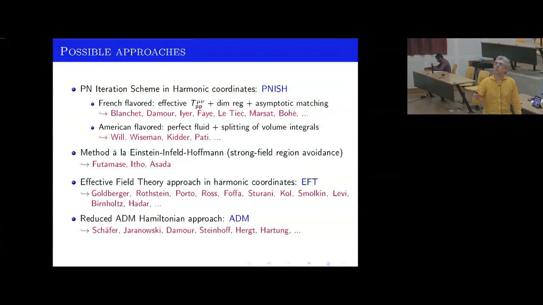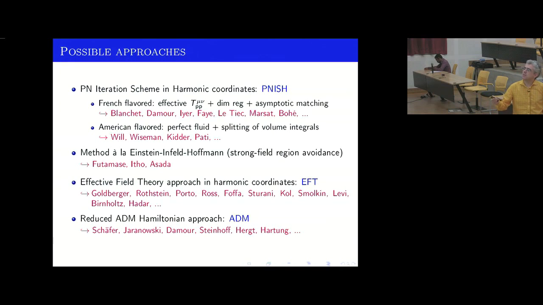There are several versions of the post-Newtonian formalism. One version is the post-Newtonian iteration scheme in harmonic coordinates with a French side and an American side. The French side uses a point particle representation supplemented by dimensional regularization with asymptotic matching. And the Americans prefer perfect fluids.